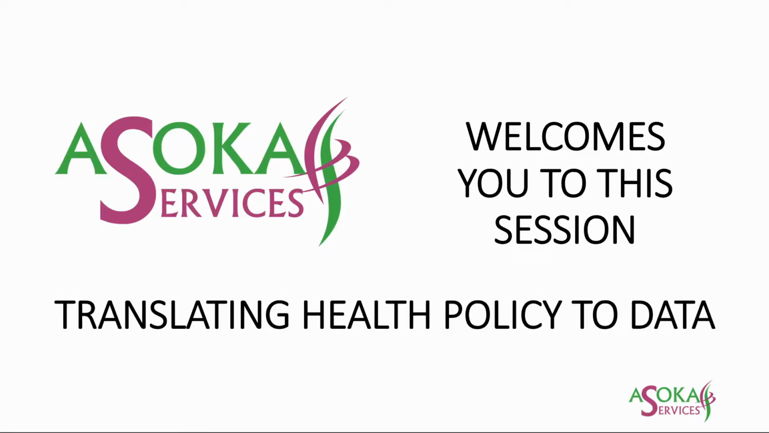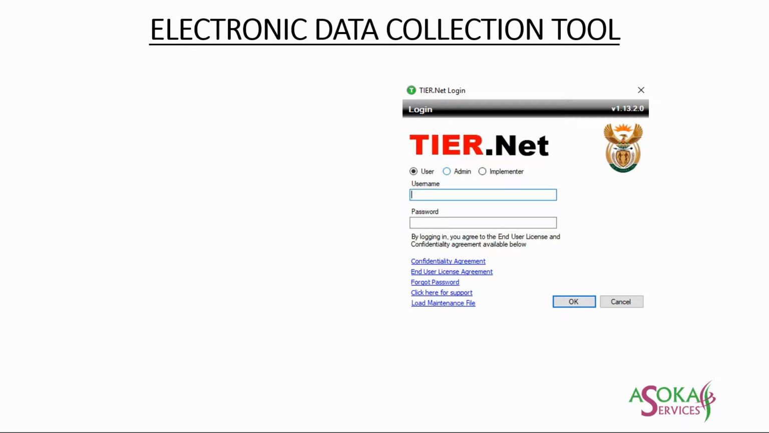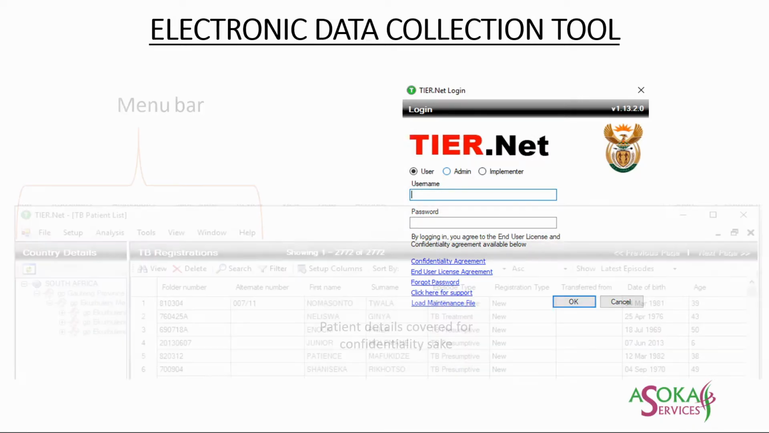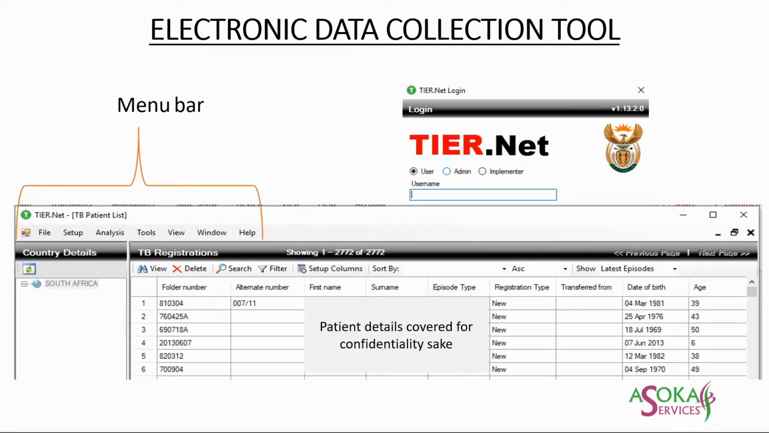We will be translating health policy to data. In the previous video, we looked at the electronic data collection tool. To be more specific, we looked at tier.net. We looked at the background, the number of users that it has, how to log in, and the password issues, and we looked also on the general layout. Today, we will be looking at the menu bar as promised in the previous videos.